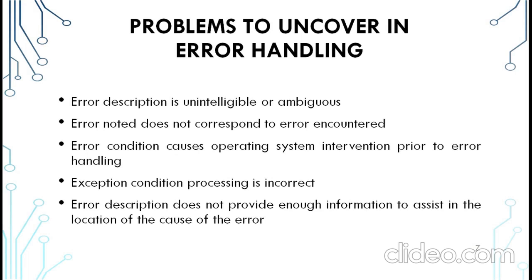Problems to uncover in error handling: the error description is unintelligible or ambiguous. The error noted does not correspond to the error encountered. The error condition causes operating system intervention prior to error handling. Exception condition processing is incorrect. The error description does not provide enough information to assist in locating the cause of the error. So these are some of the problems to uncover in error handling.